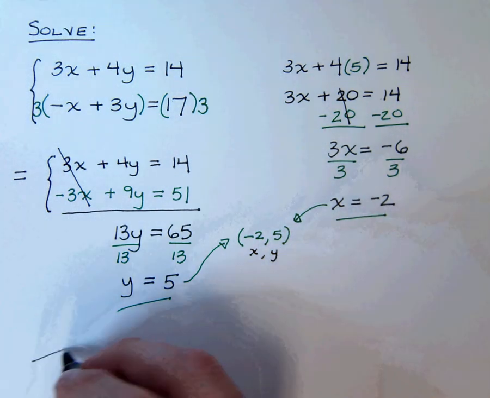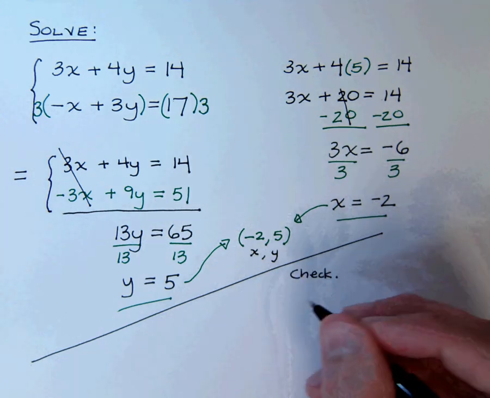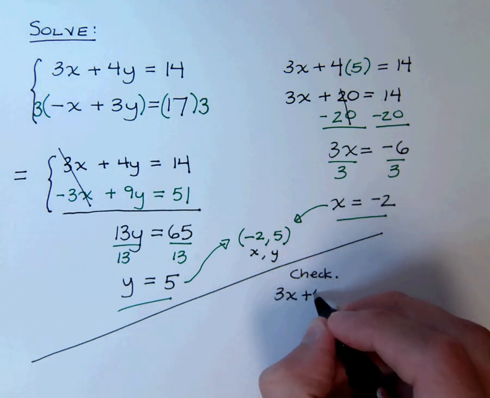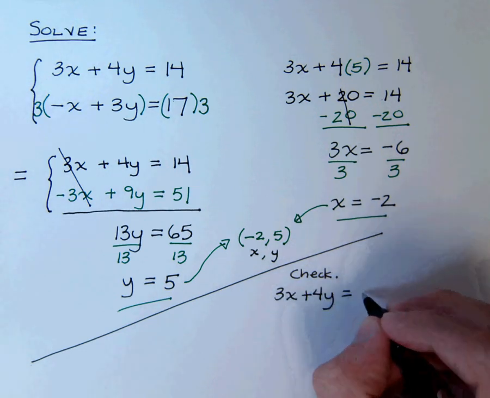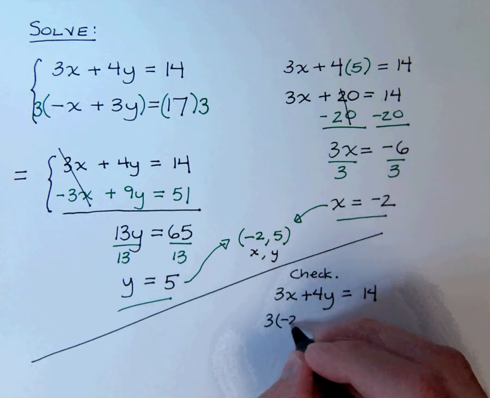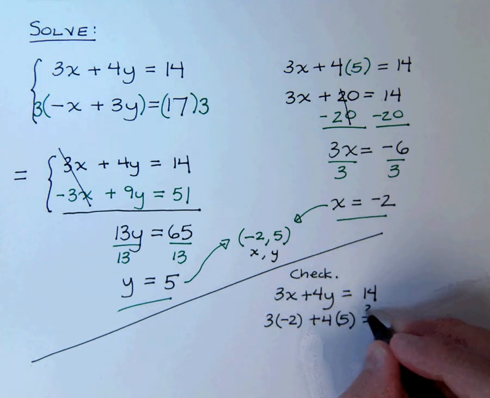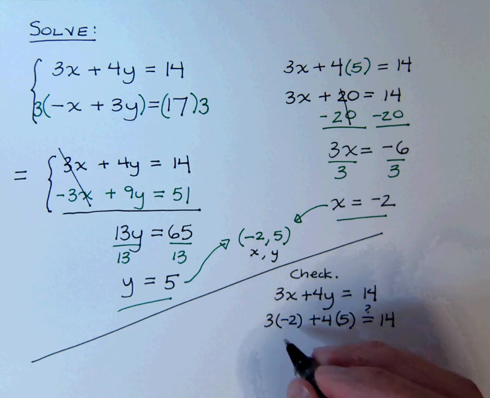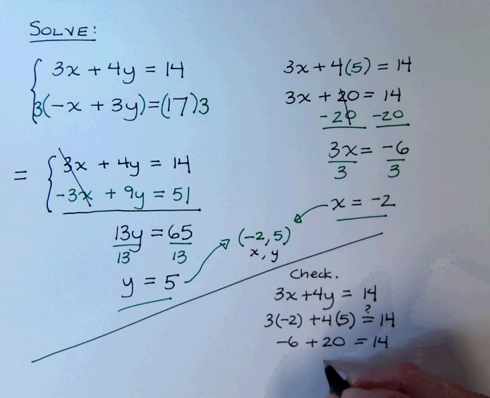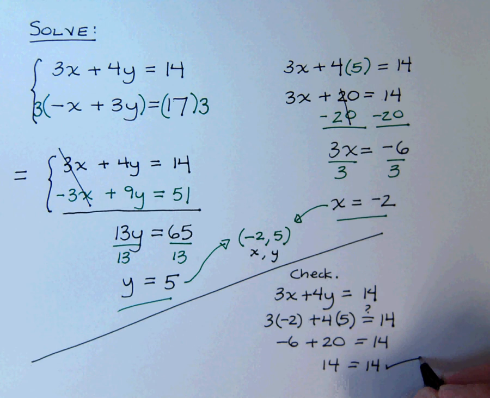So, let's check our work. If we go into the first equation, we have 3x plus 4y is equal to 14. Replace the x by negative 2 and replace the y with positive 5. Does this give me 14? Negative 6 plus 20. Yes, that does equal 14. So it checks into one equation.